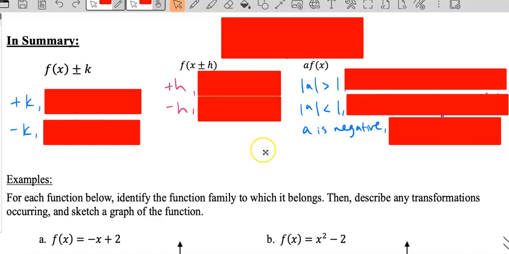So on the back, in summary, we've got our function f of x, and something can happen outside of the function. It can happen inside the function.